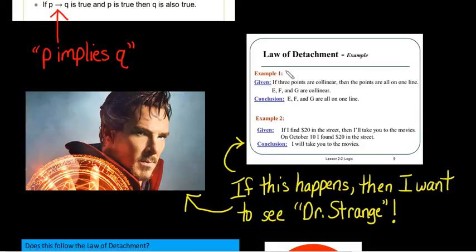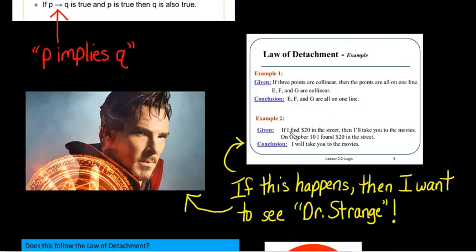So here's an example of the law of detachment. If 3 points are collinear, then the points are all on one line. E, F, and G are collinear. So you can conclude that E, F, and G are all on one line.